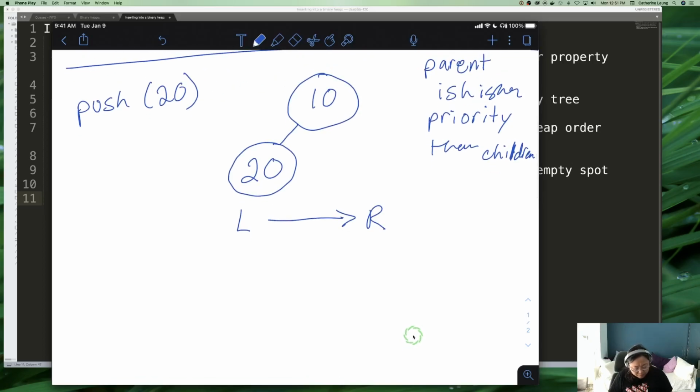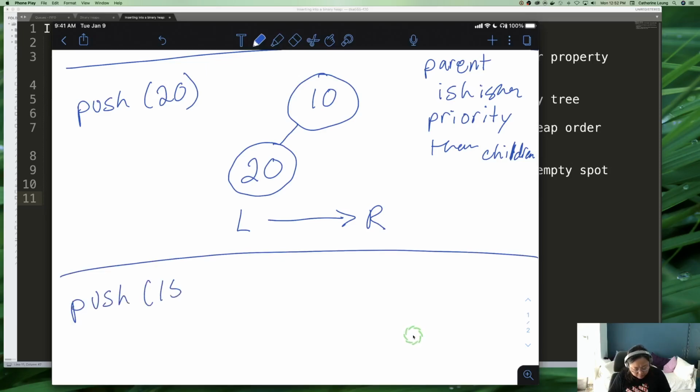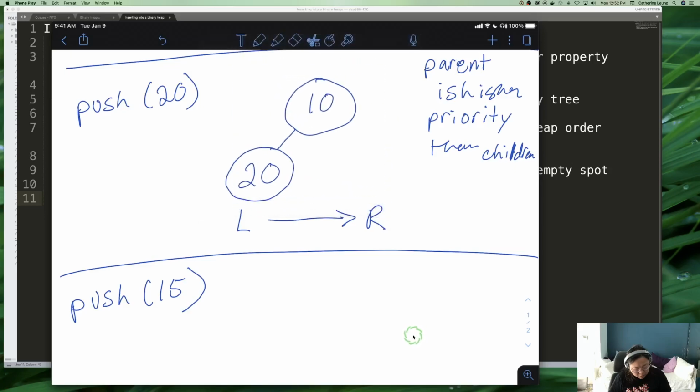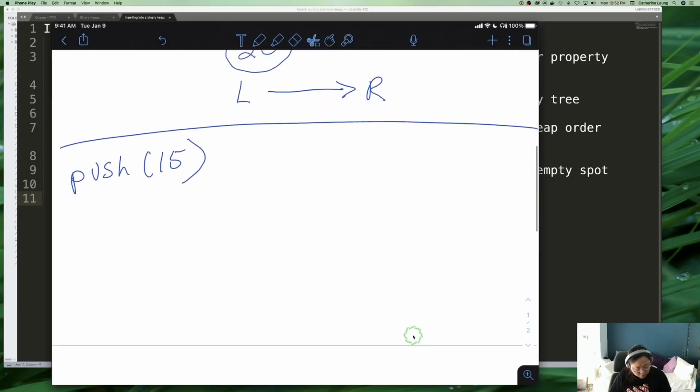So there we go. That is pushing 20. Now let's push 15. So here we go. Here's the tree that we start off with. Okay, copy. Here's our tree.